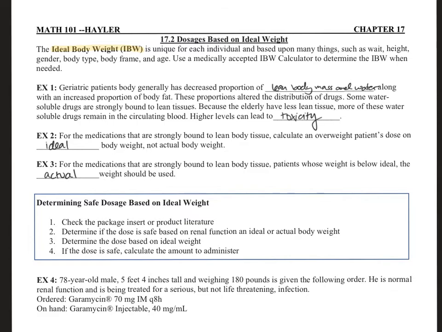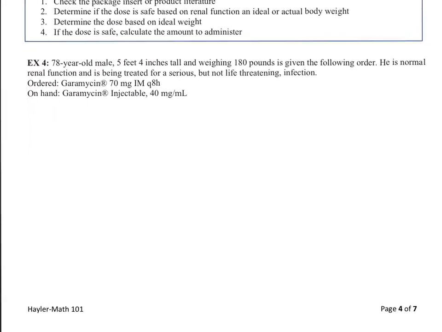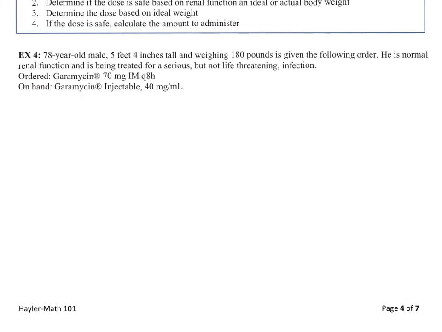Alright, so here's our example. Example 4. A 48-year-old male, 5 feet 4 inches tall and weighing 180 pounds, is given the following order. He has normal renal function and is being treated for a serious but not life-threatening infection. Ordered Garamycin, 70 milligrams IM Q8H. On hand, Garamycin injectable 40 milligrams per milliliter.